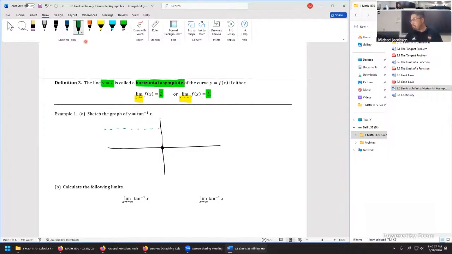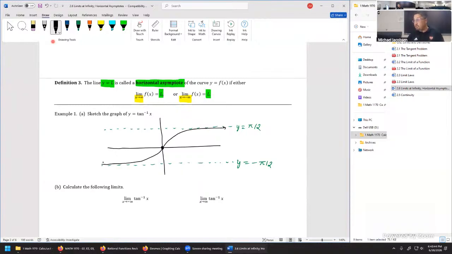But aside from that, the other feature of this graph is that it has horizontal asymptotes. One at height exactly pi over 2, and another one at height y equals negative pi over 2. Now, if we plot the entire curve, here's what it would look like. Comes around through that point there. It never reaches the height pi over 2. It never reaches the height negative pi over 2 either.